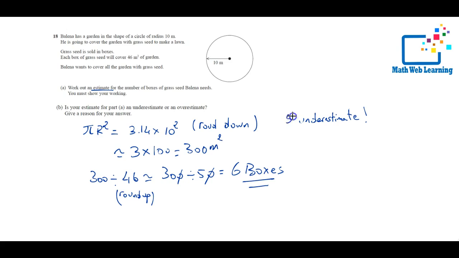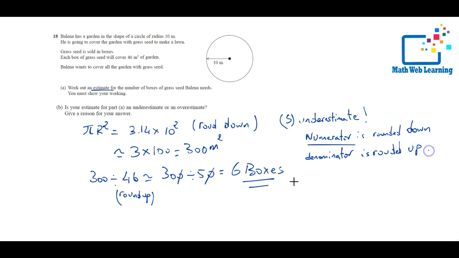We need to give a reason why. So the numerator is rounded down, apologize. And so dividing by the denominator, which is rounded up. Okay, that is the reason why. So the answer gets smaller.